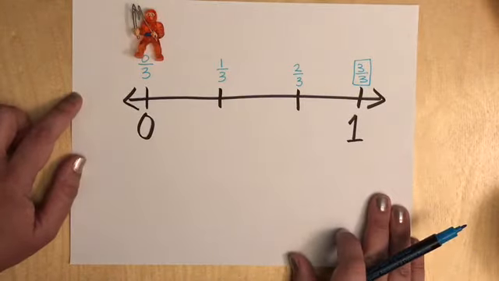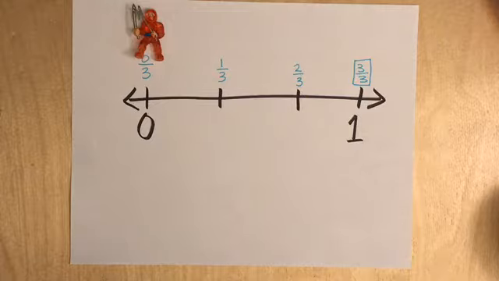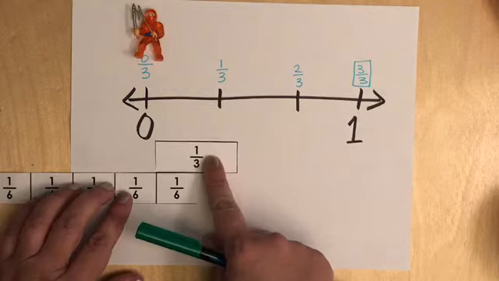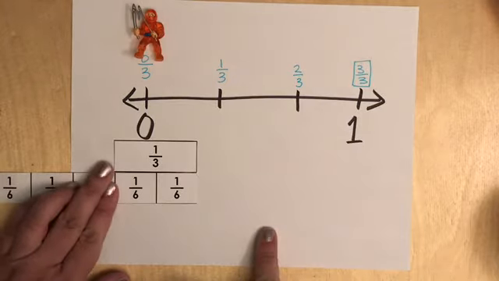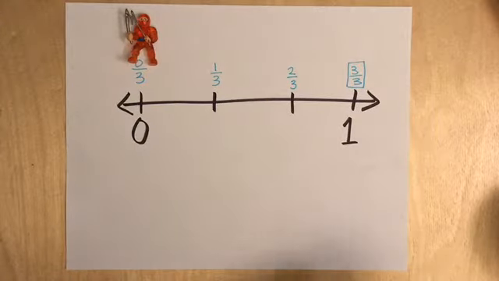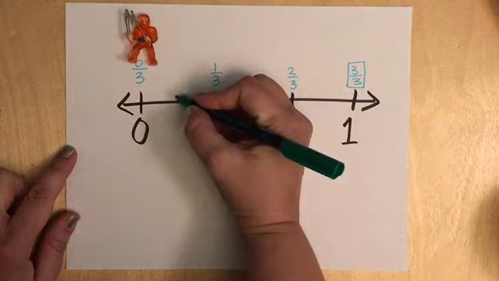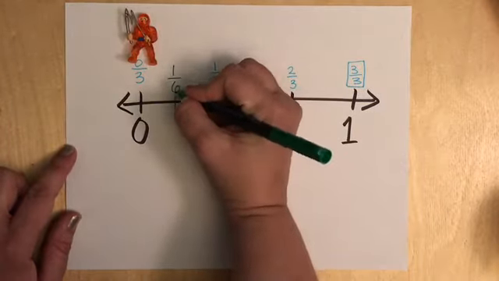Where would 1/6 be on this number line? So 1/6, remember, is half of 1/3. You need 2 1/6 to make a third. So where would that make it on the number line? Yeah, it'd be halfway through right here. So 1/6 would be right here.